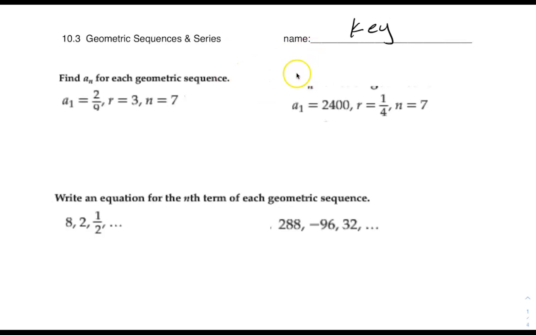I'm just gonna go over this homework assignment. Follow at your own pace. So first one, find an for the geometric sequence. Now again, we need the formula for a geometric sequence, which is an equals a1 times r to the n minus 1. So let's start with that. So an would equal a1, which is 2 over 9, times r, 3 to the n minus 1.